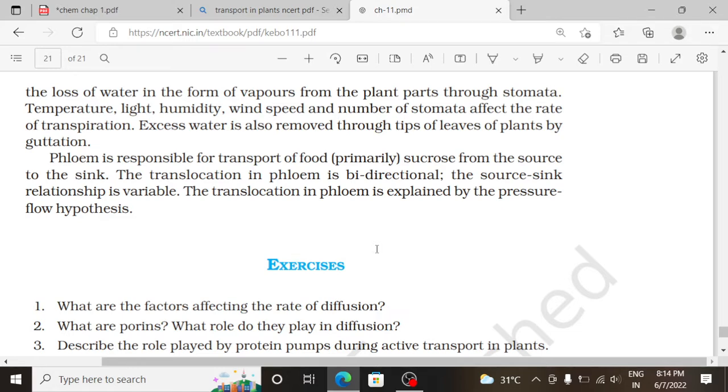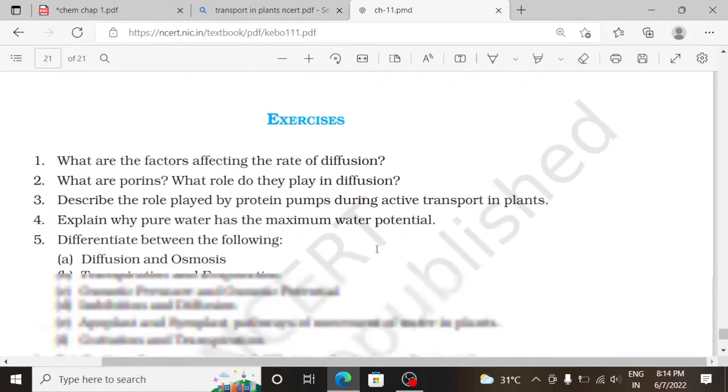Phloem is responsible for transport of food, primarily sucrose, from source to sink. The translocation in phloem is bidirectional. The source-sink relationship is variable. The translocation in phloem is explained by the pressure flow hypothesis.